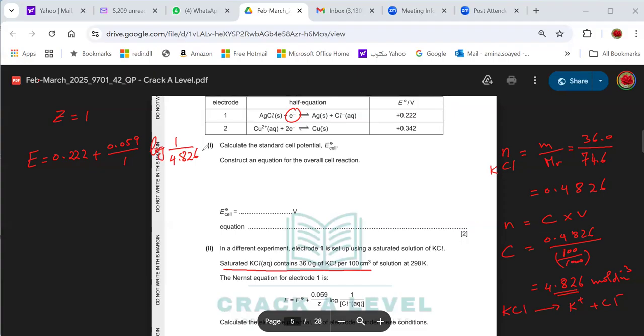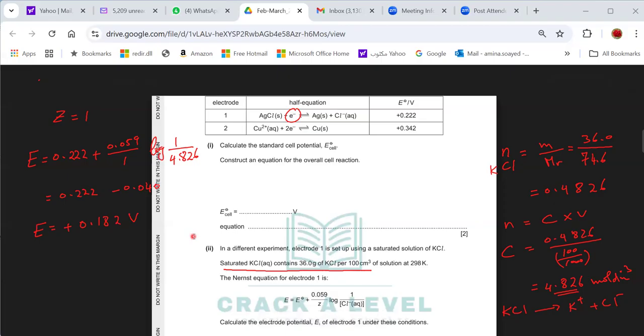So we will calculate log 1 over 4.826. So here we have a minus 0.683. So this times 0.0591 will give us a minus 0.040. So here we have 0.222, and we get the E value to be positive 0.1816, so it's 0.182 volts. So this will be the new E value. This is the electrode potential, the new electrode potential at the new concentration of the chloride ions.